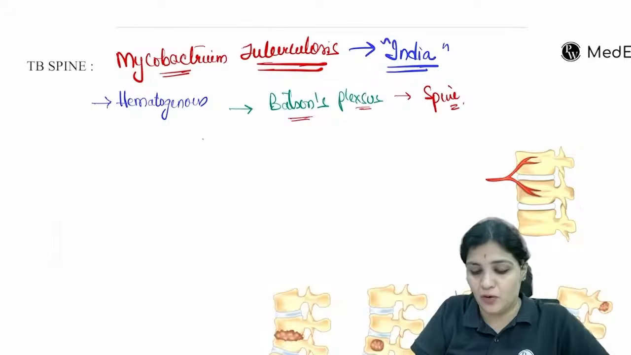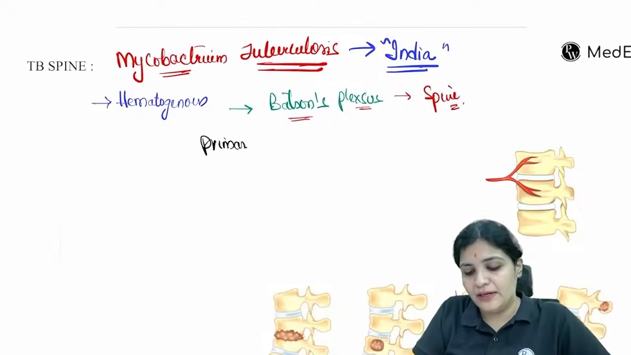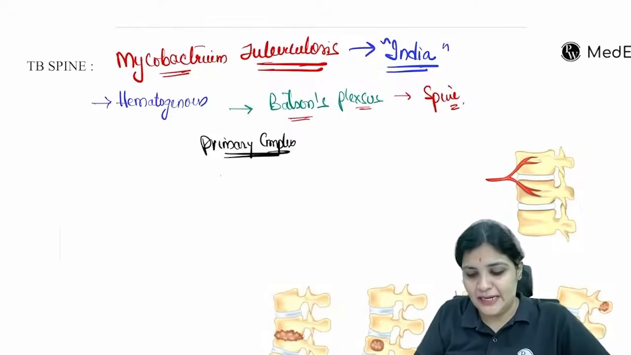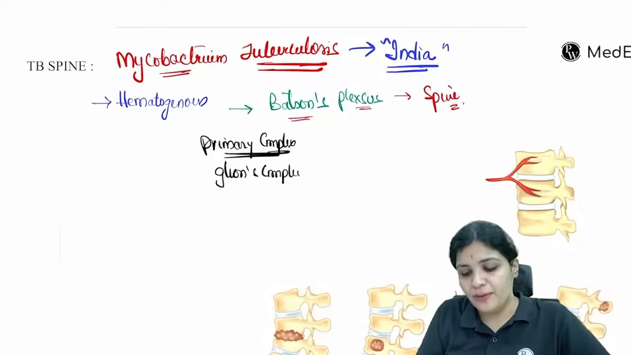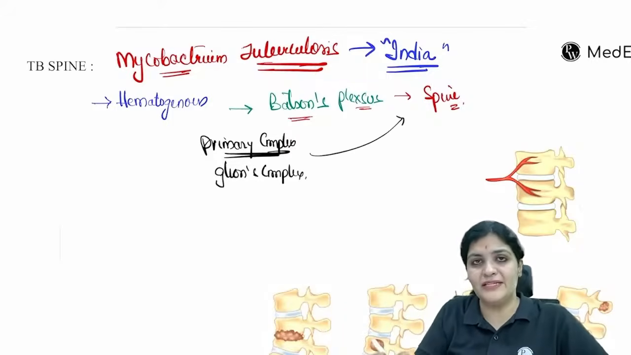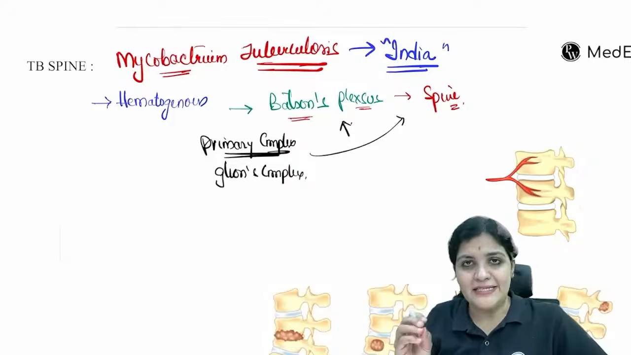If you go and read your second year pathology, we all know that TB first resides in the lung, which is called the Ghon complex or the primary complex, right? So from here it goes to the spine through the plexus of veins, which are named Batson's plexus.